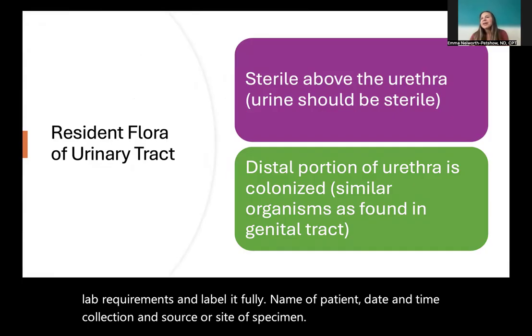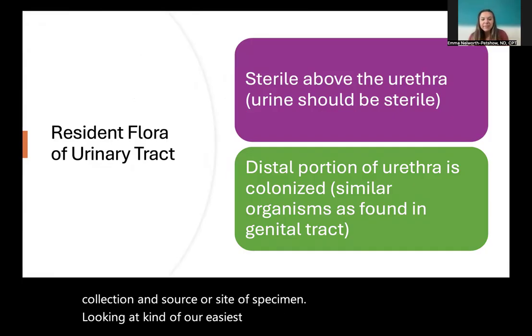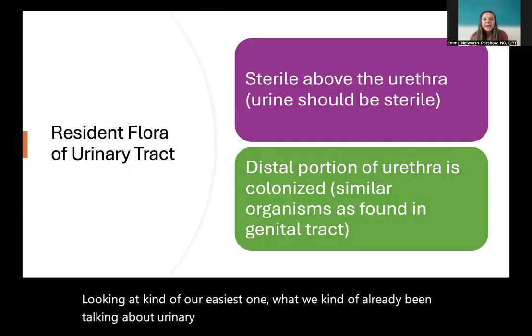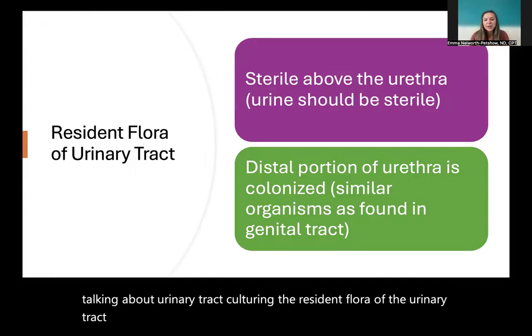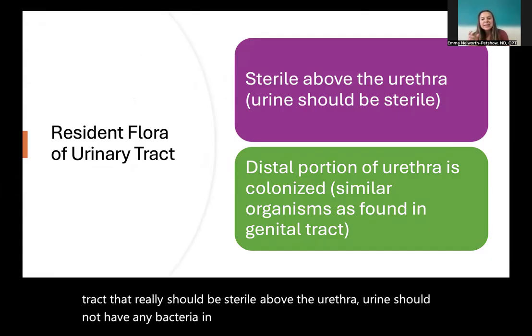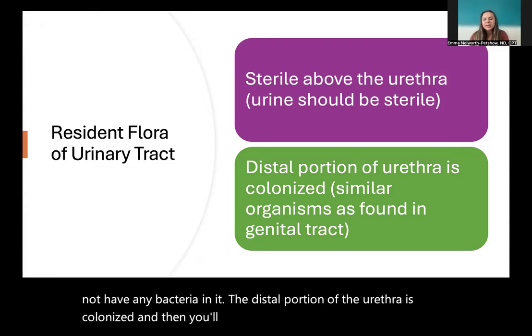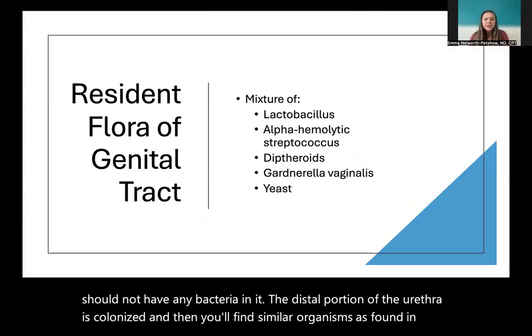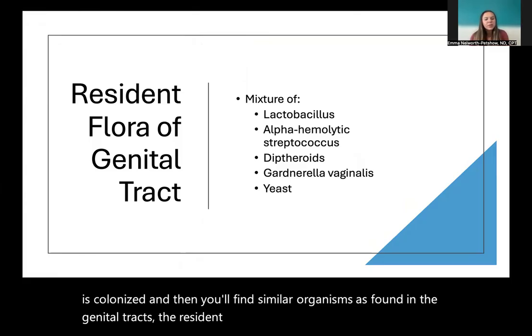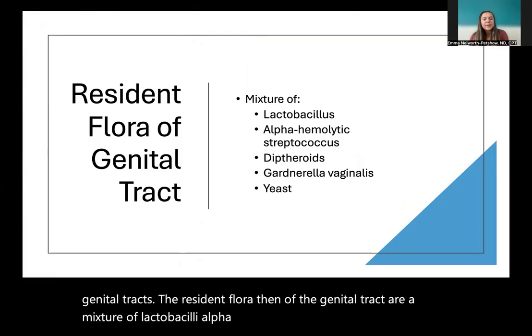Looking at kind of our easiest one, what we've already been talking about, urinary tract culturing. The resident flora of the urinary tract, that really should be sterile above the urethra. Urine should not have any bacteria in it. The distal portion of the urethra is colonized, and then you'll find similar organisms as found in the genital tracts. The resident flora then of the genital tract are a mixture of lactobacilli, alpha hemolytic strep, diphtheroids, Gardnerella vaginalis, as well as yeast.